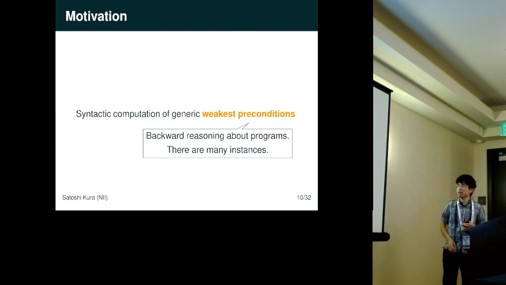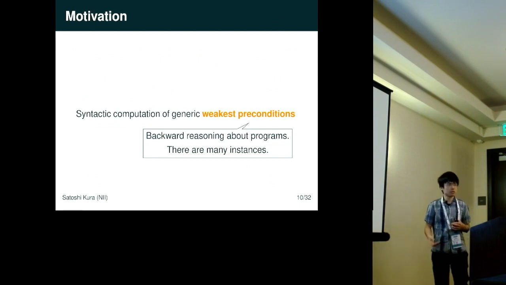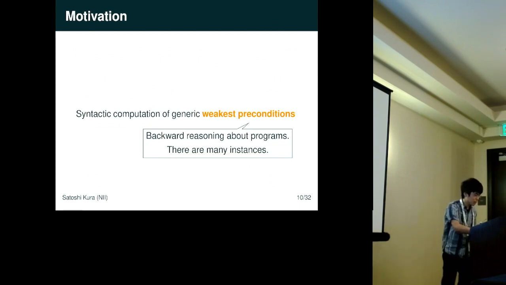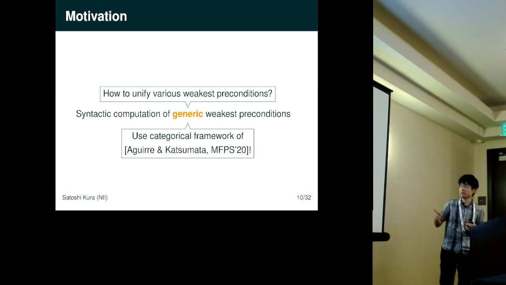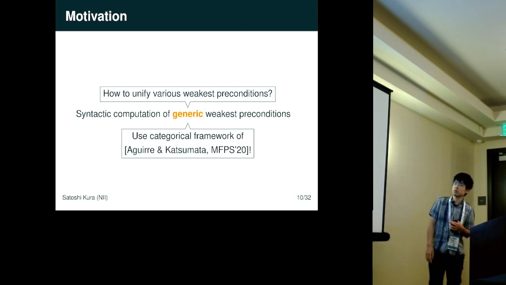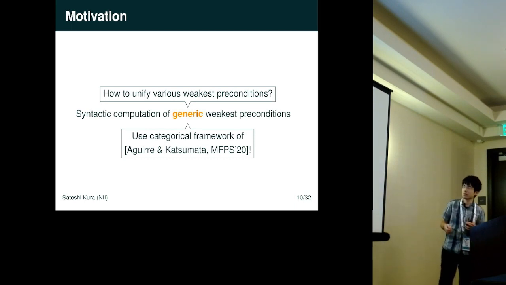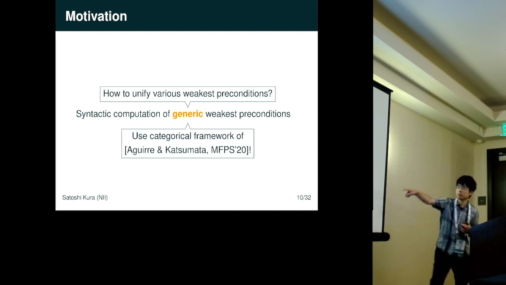We have seen many instances of weakest preconditions. So now, we want to know how to uniformly deal with various kinds of weakest preconditions. But actually, there's existing work on this topic. This paper proposed a general category-theoretic framework for weakest preconditions. I'm going to explain this.